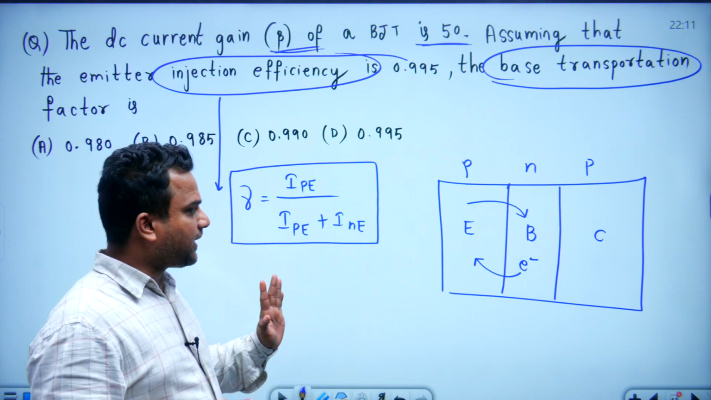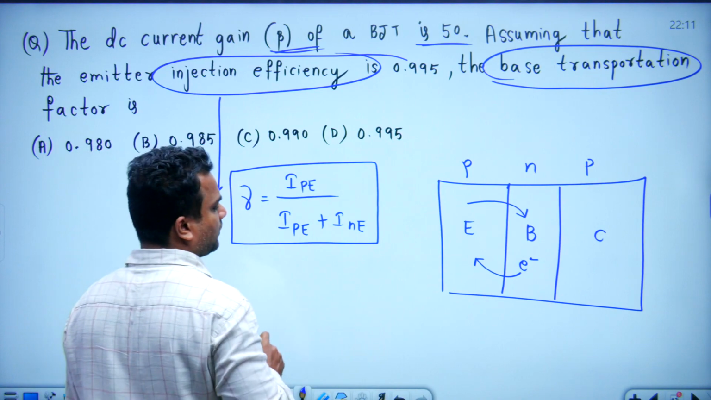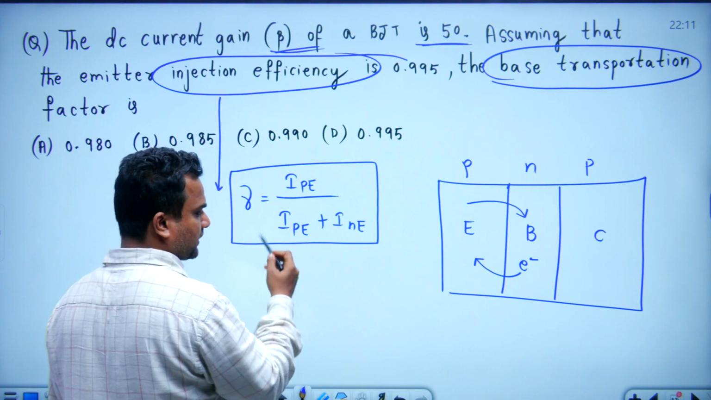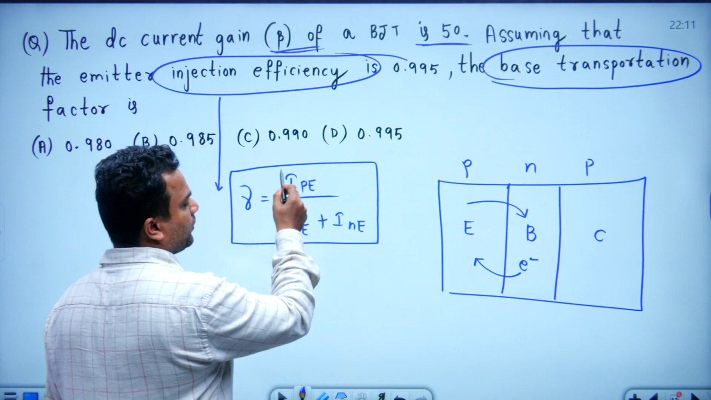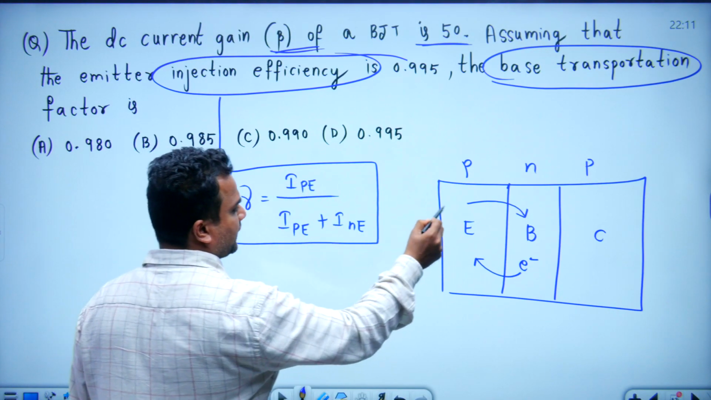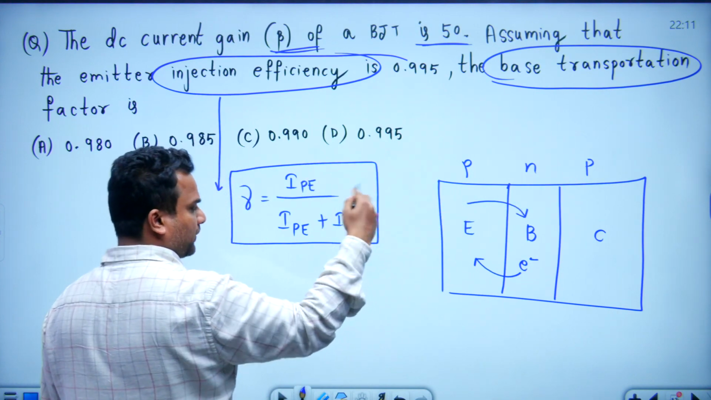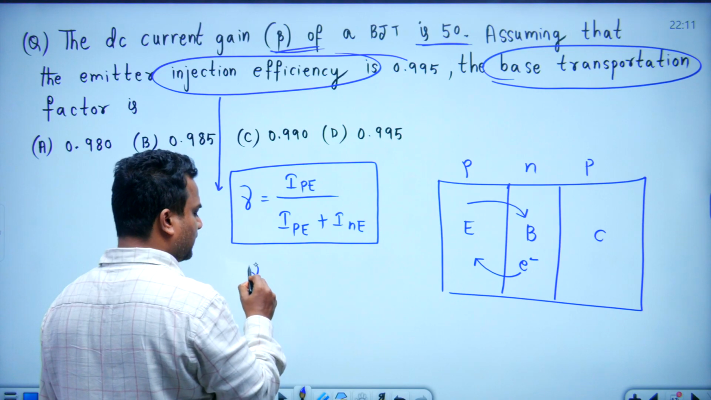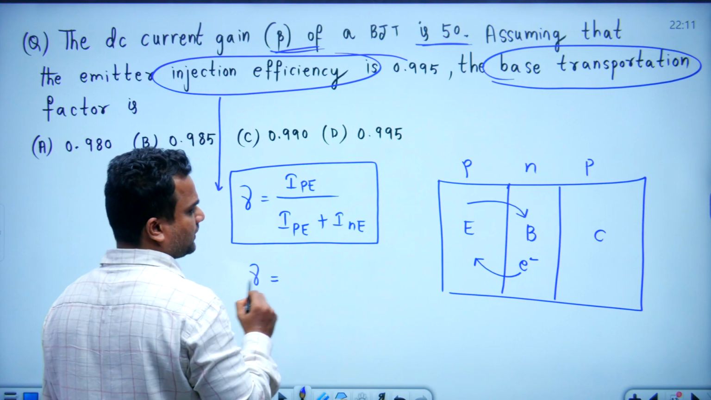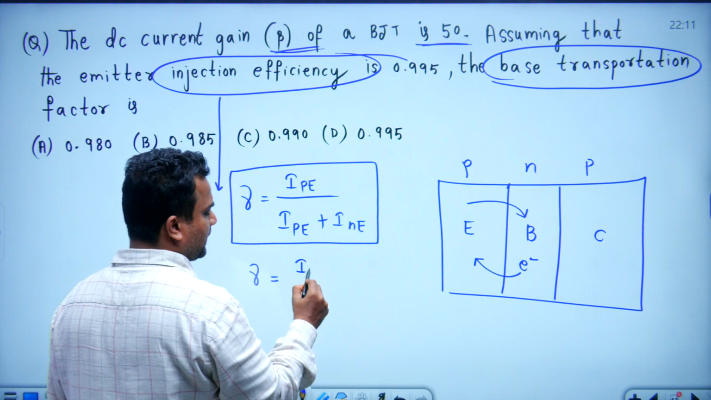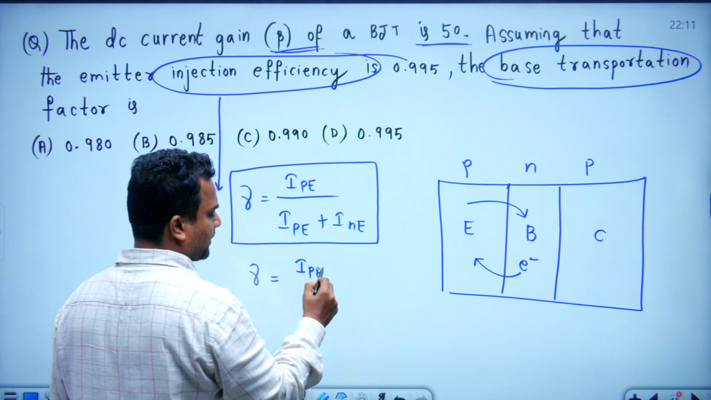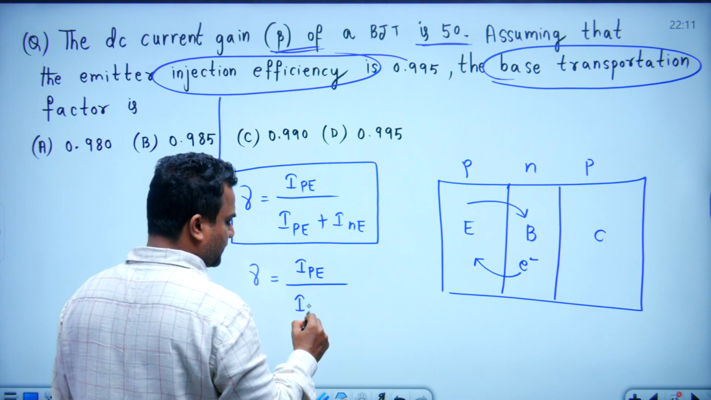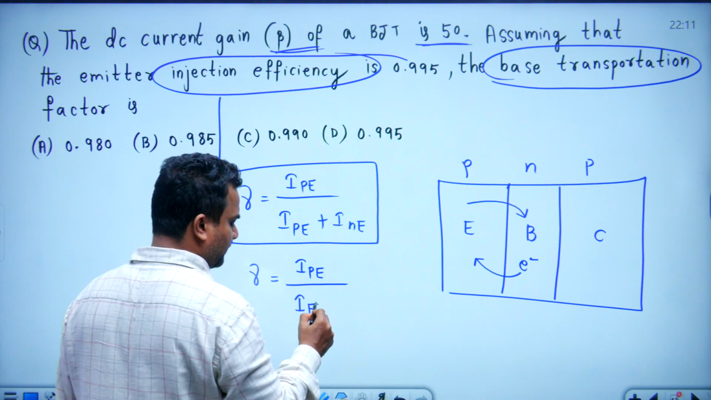Here we can say, as a whole, even though the INE value is very less, it is the total, and IPE is only the majority carrier current which is entering into the base from the emitter. With this formula we can say gamma is IPE by the total emitter current IE.